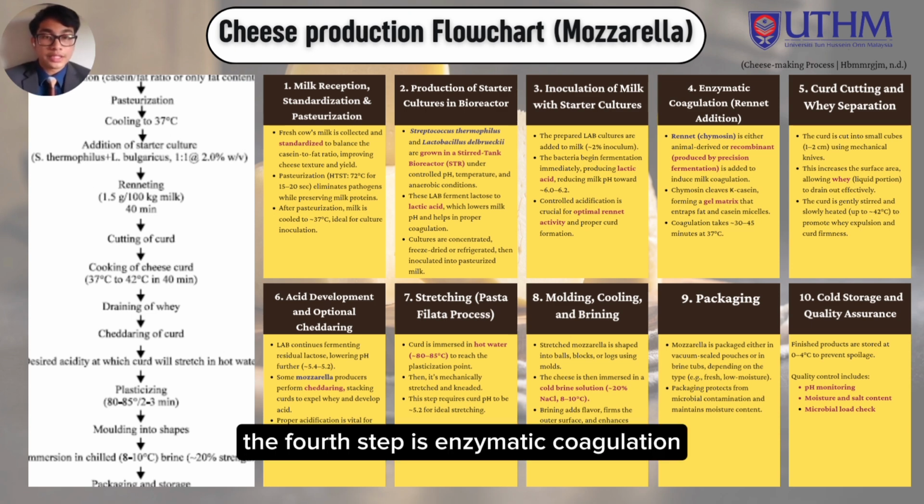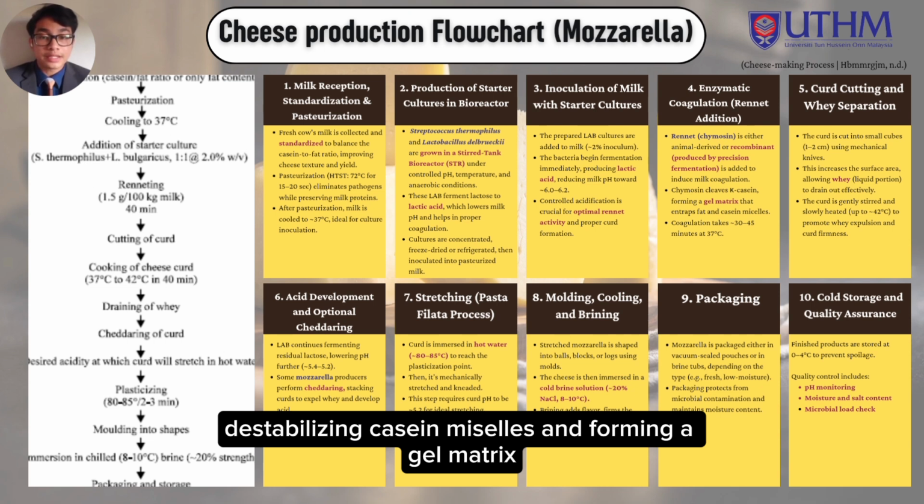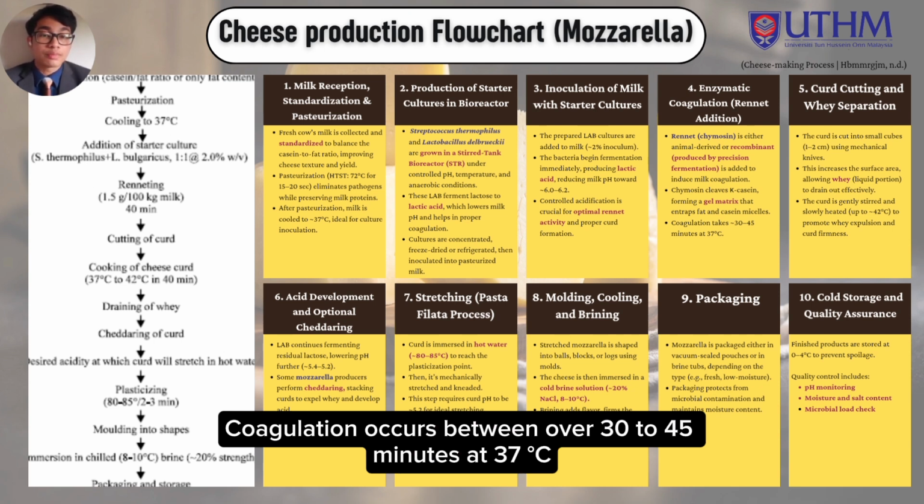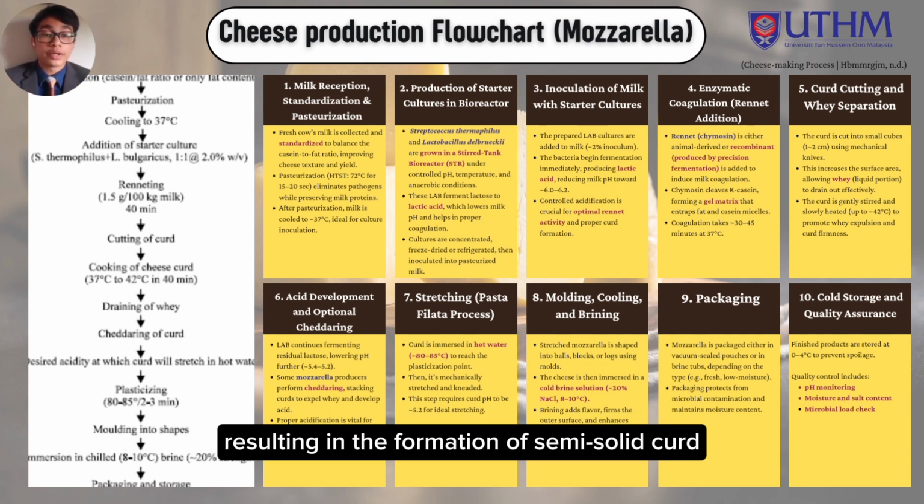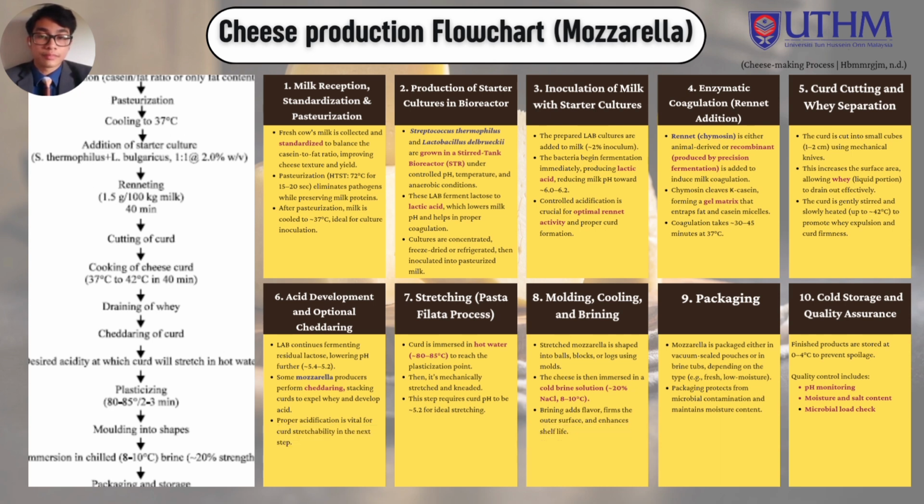The fourth step is enzymatic coagulation, with rennet addition. The rennet containing the enzyme chymosin, which is animal-derived or recombinant, is introduced to cleave the casein, destabilizing casein micelles and forming a gel matrix. Coagulation occurs over 30 to 45 minutes at 37 Celsius, resulting in the formation of semi-solid curd.